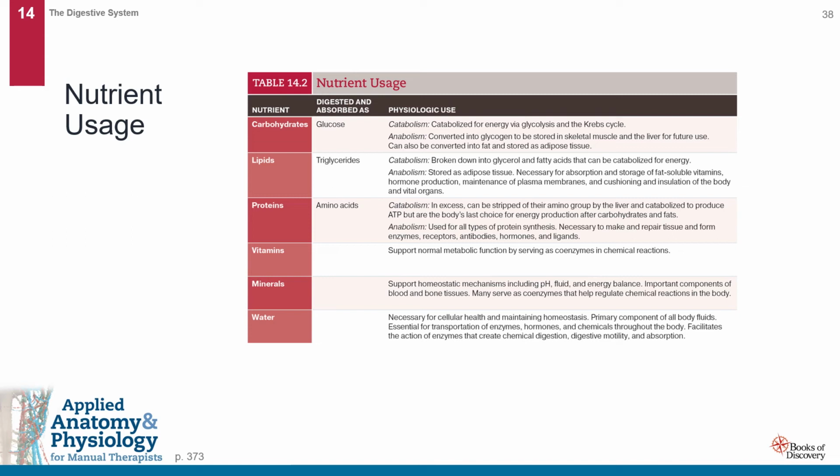And then we have water. Water is necessary for cellular health and maintaining homeostasis. The primary component of all body fluids is water, and so it is essential for the transportation of enzymes, hormones, and chemicals throughout the body, and it facilitates the action of enzymes that create chemical digestion, digestive motility, and absorption.